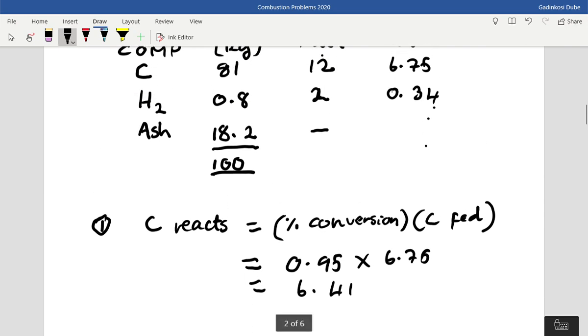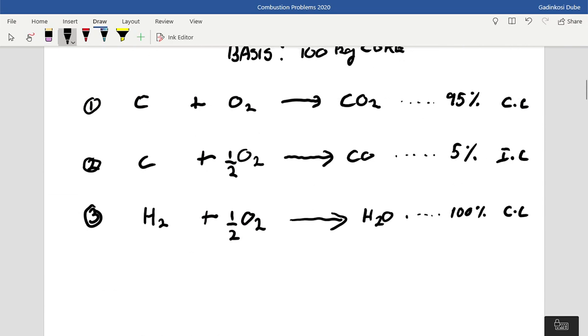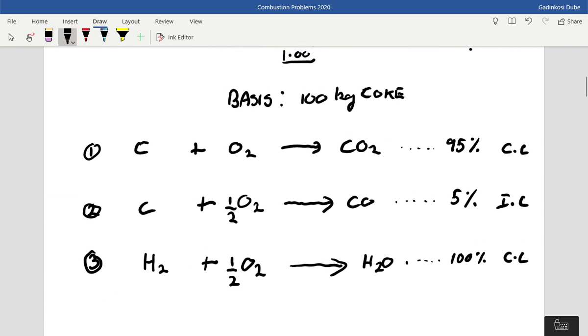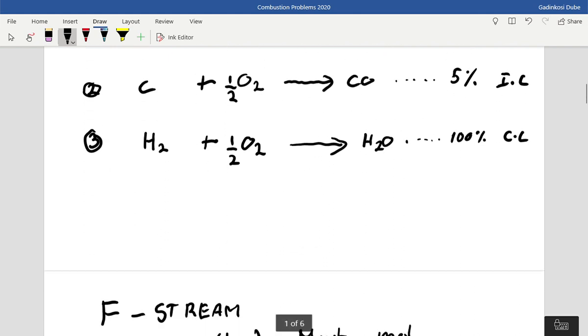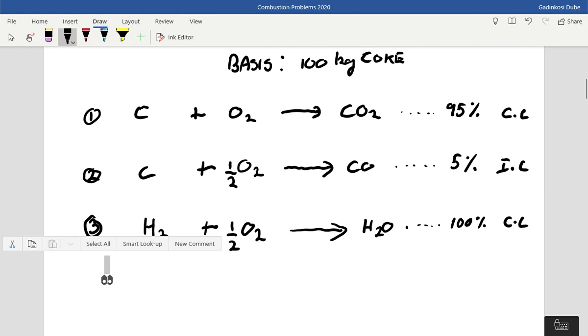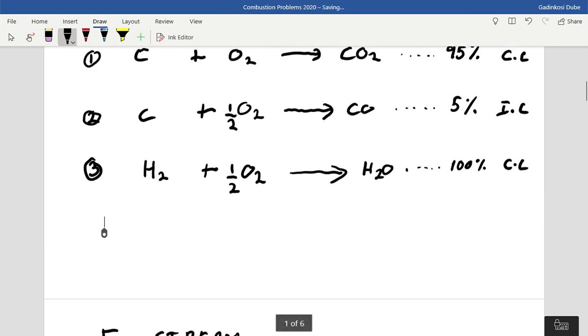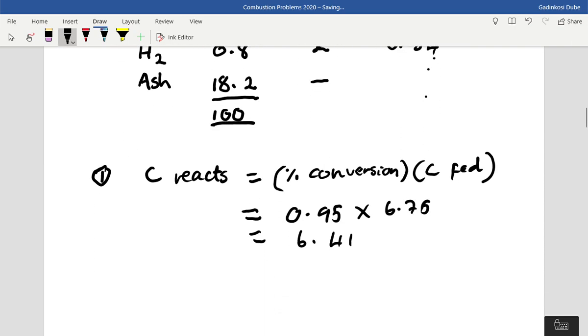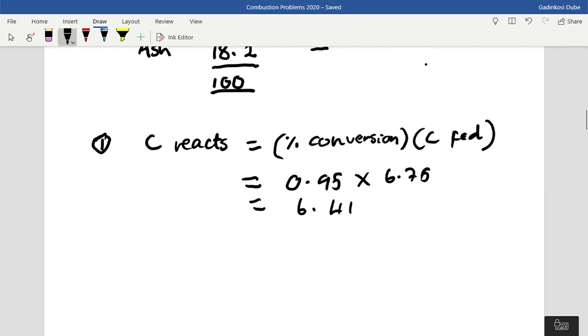Now the 6.75 here is what was initially charged in moles, but now you multiply it by the conversion, which is 95%, then you can get the C that reacts. So conversion multiplied by the C that is fed gives us 6.41 moles, because we've converted everything to moles.